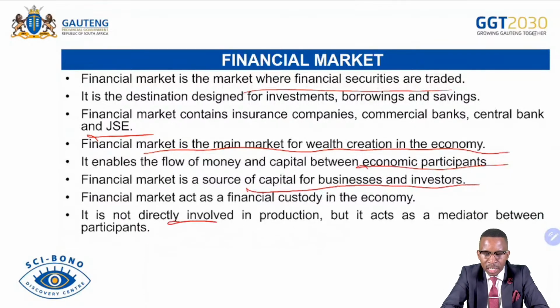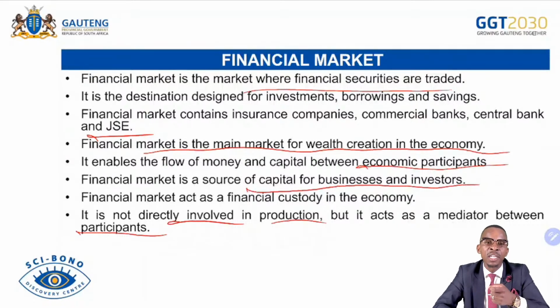It is not directly involved in production, but it acts as a mediator between participants, because as the household needs money, it will be borrowing money from financial markets, and then the money will be taken back into the circular flow. Then they will then demand goods and services. And then also, if businesses need capital, they will borrow money from financial sector or financial market, and then the money will be flowing back into the circular flow. That money can be used to buy machines and equipment to further business objectives. That's why we say it acts as a mediator between participants, but it's not directly involved in production, because there are no goods that are produced in the financial market.